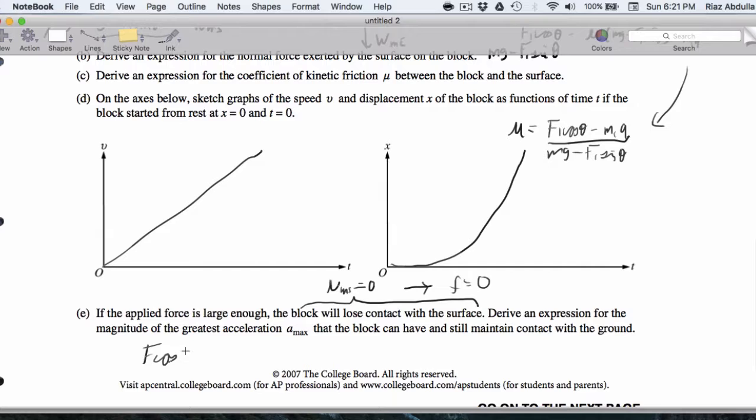So we'll just have F1 cosine theta equals m1 times a max. So we end up getting F1 cosine theta divided by m is our a max. So that is the free response portion of practice exam 2.